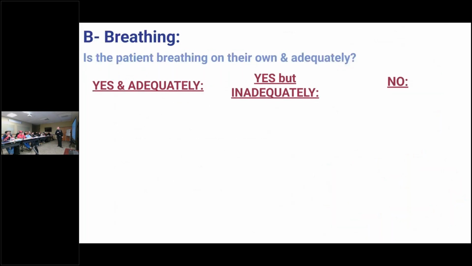Is the patient breathing on their own and adequately? If they are breathing on their own and we determine that they're breathing adequately, we can give them supplemental oxygen or we don't have to do anything, right? Maybe their saturation's a little bit low. We just put them on a nasal cannula or a non-rebreather or something like that, right?